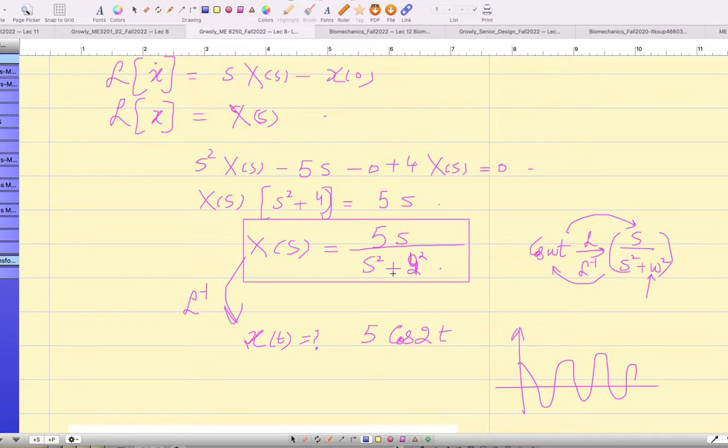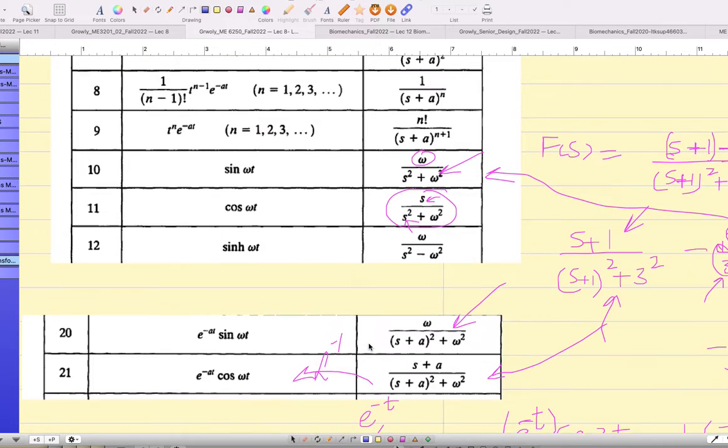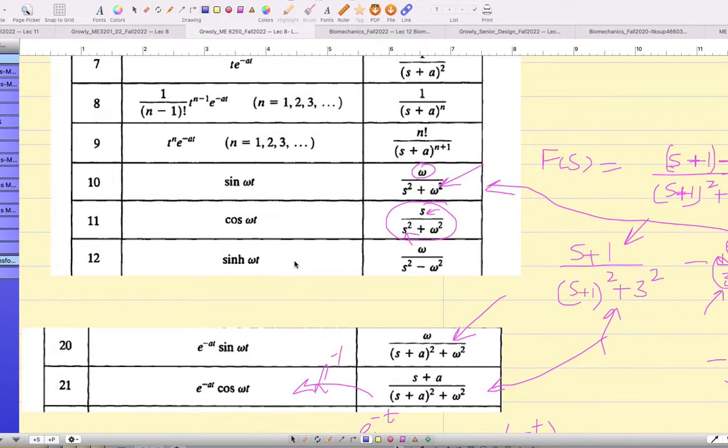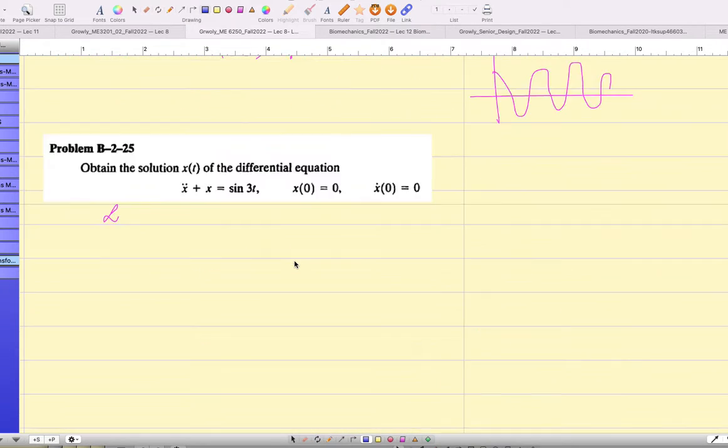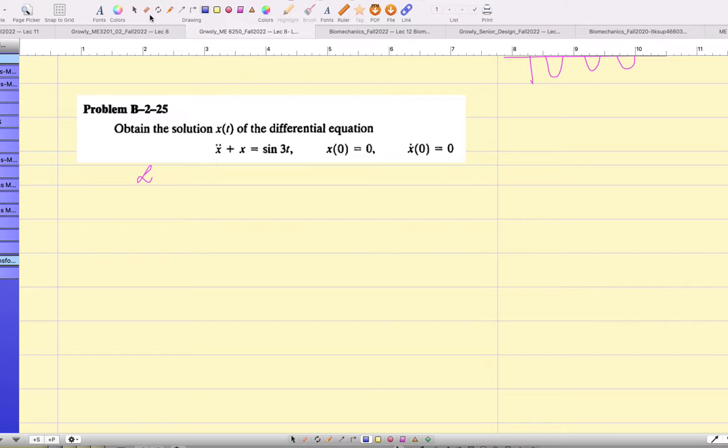But luckily in this case, we found the exact form from our formula sheet, which is row number 11. So that's why we did not have to do the partial fraction expansion. But for this case, let us see what we have to find out. So take the Laplace on both sides.